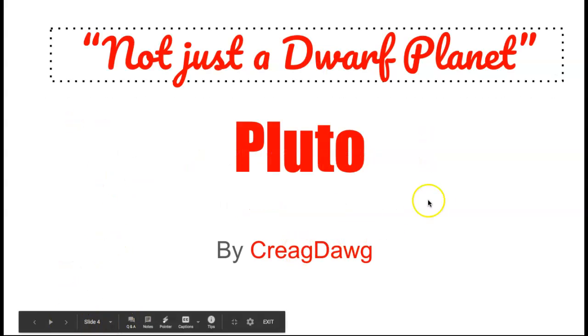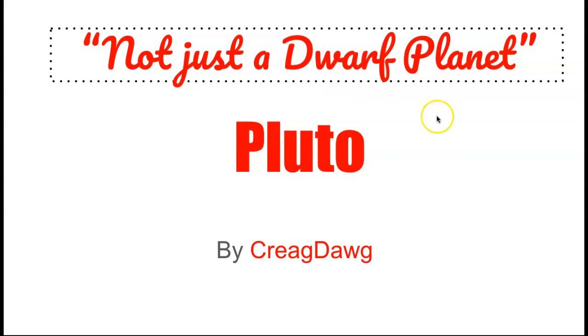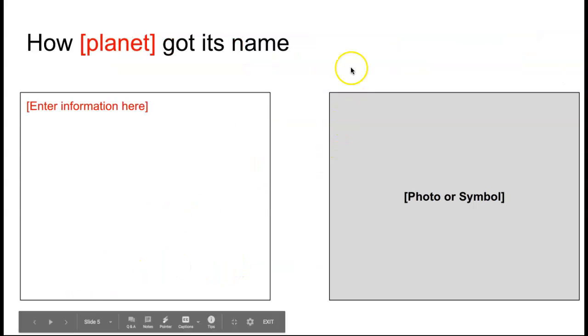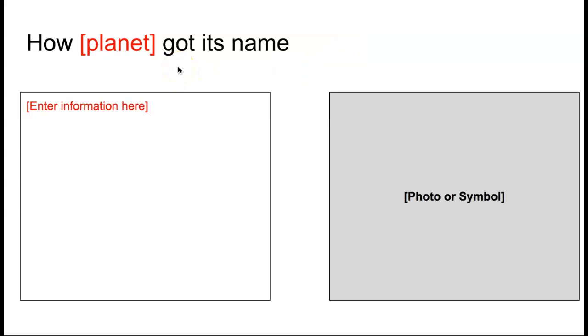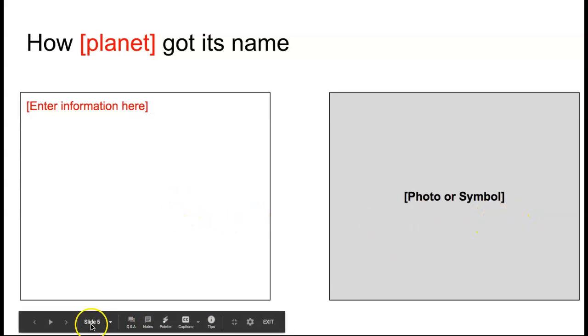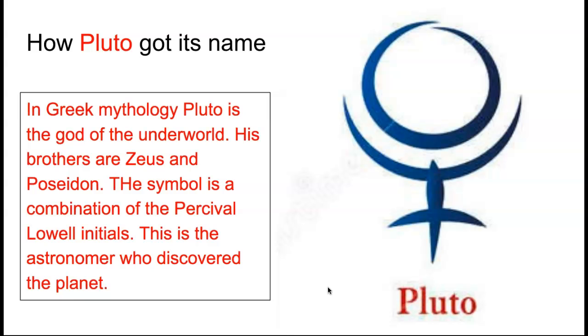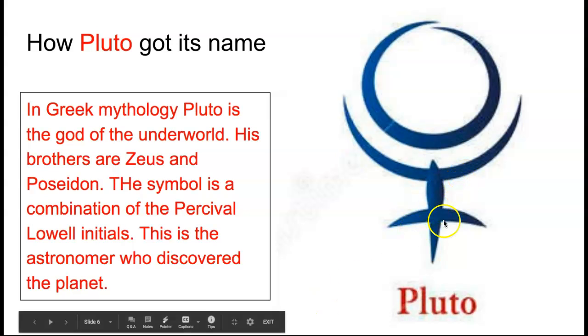So here's what I did. My planet was Pluto, not just a dwarf planet is my little catchy phrase by Creek Dog. The next slide will be 2 slides about the planet itself and where its name comes from, and the symbol that it has. Now, what I have done is at the bottom of the slide there is a tab that will link you to the site where this information is. I put in the picture and some background information on it.